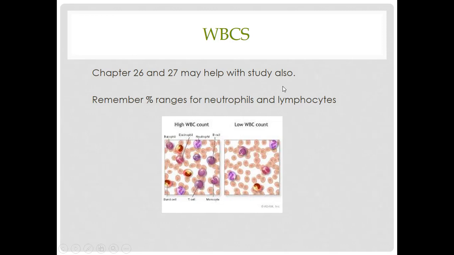Chapters 26 and 27 may help with the study of white blood cells as well, for what they do. But please remember the percentage ranges in the book for neutrophils and lymphocytes, the ones on table 48.4. And here it just shows a picture of what you might see under an electron microscope, of a high white blood cell count. There are lots of white blood cells in that sample, and there are, of course, red blood cells. And the one next to it is the low white blood cell count.